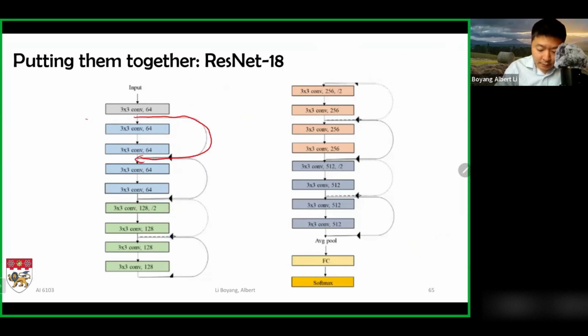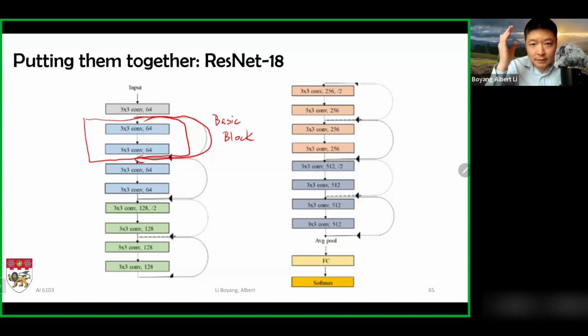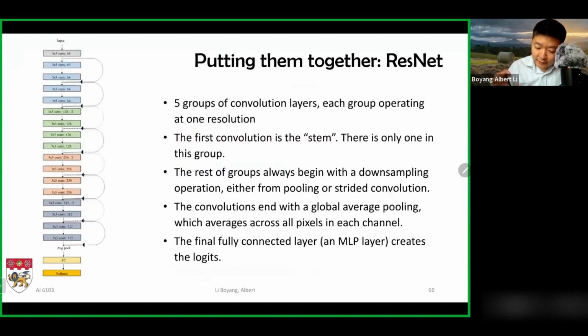Okay, so this is what I would call a building block, and in ResNet, it's called a basic block. Okay, so this is the architecture for ResNet 18. And we have some summary in here. So in total, once again, we have 5 groups of convolution layers, and each group is operating at the same spatial resolution and the same number of channels.